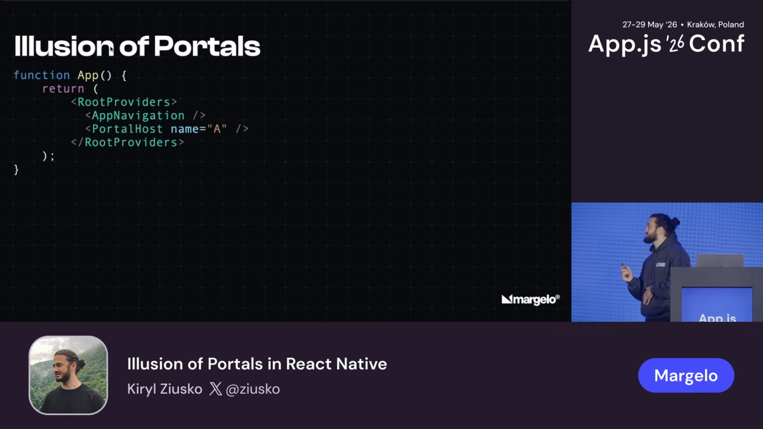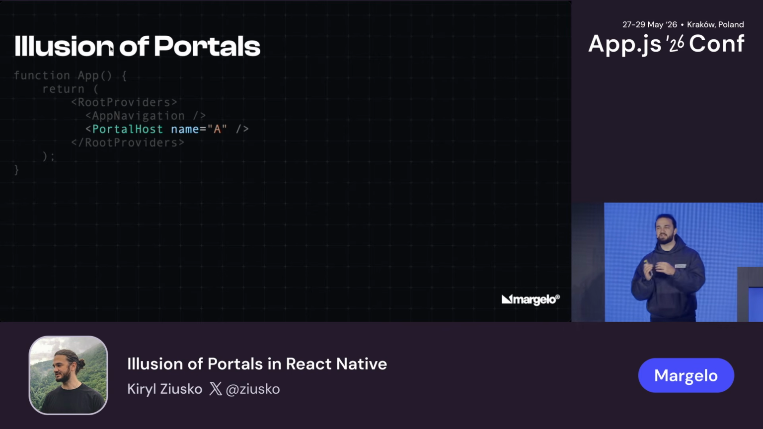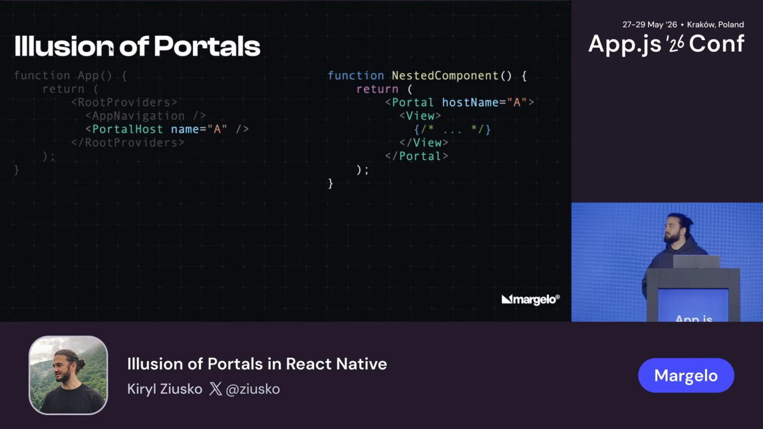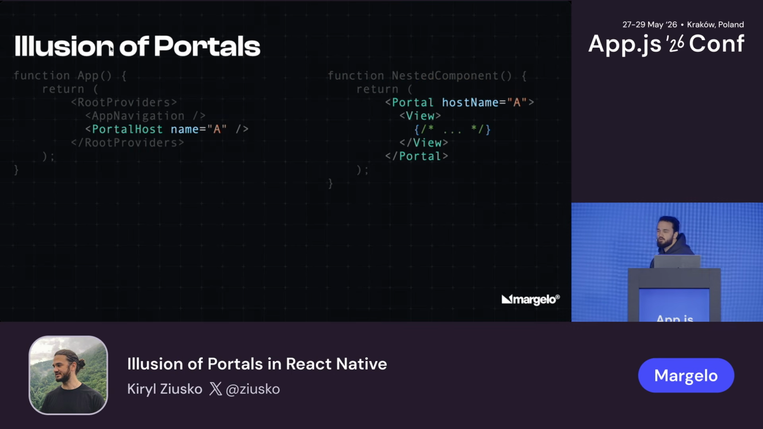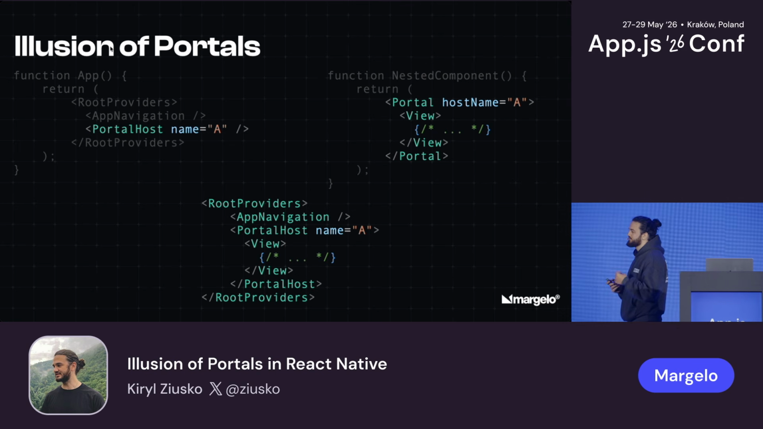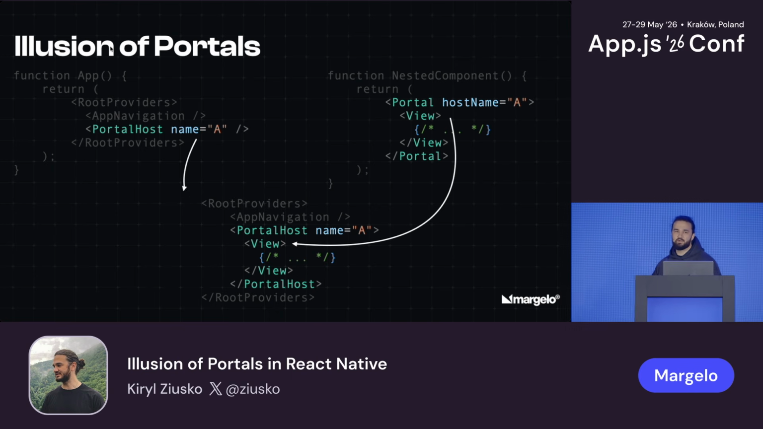First of all, we need to define a portal host. You can think of it as an anchor point or the destination where the content should be rendered. Then, somewhere else in the tree, we need to render a portal component and target a specific host through something like a hostName prop. All children inside that portal will then appear under the corresponding portal host. So at a high level, everything feels very React-like. We declaratively describe what should be rendered and where it should end up, but still within the constraints of the React framework, not the renderer implementation.